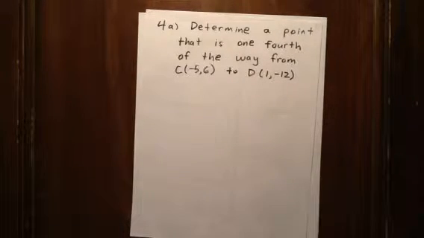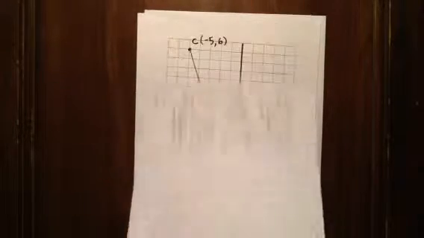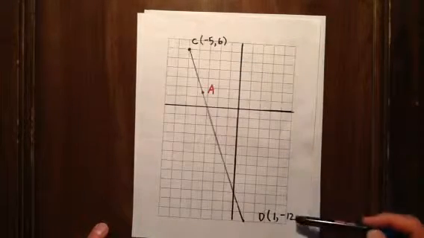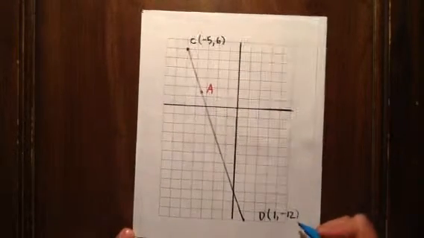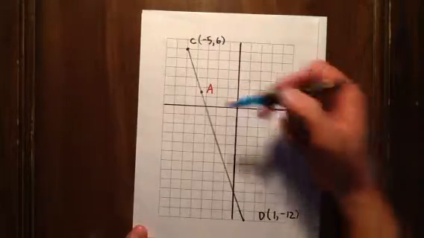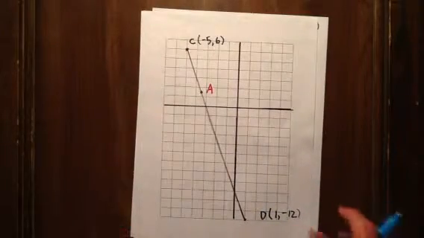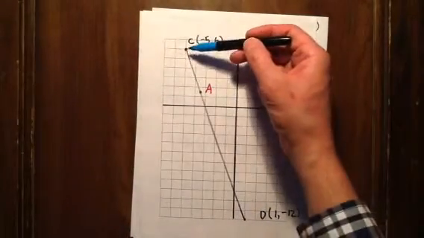Alright, for our next question, we're going to employ the ideas behind midpoints, but a little bit differently. We're going to determine a point that's 1/4 of the way from the point C to the point D. Well, C is here at negative 5, 6, and D is all the way down here at 1, negative 12. And we're going to try and find this point A, which is a 1/4 of the way from C to D.